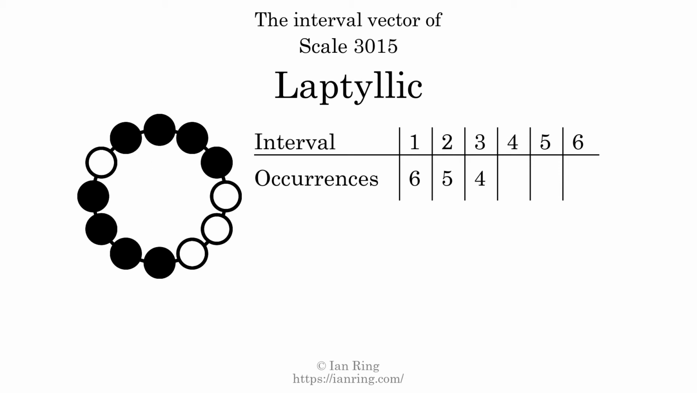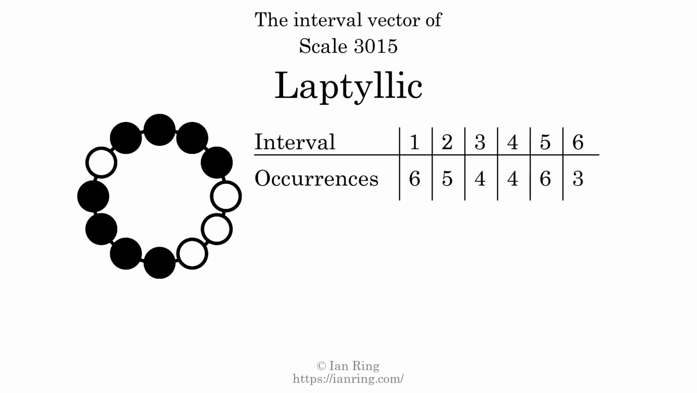There are 4 intervals with the size of 3 semitones. They are here, here, here, and here. There are 4 intervals with the size of 4 semitones. They are here, here, here, and here. There are 6 intervals with the size of 5 semitones. They are here, here, here, here, here, and here.